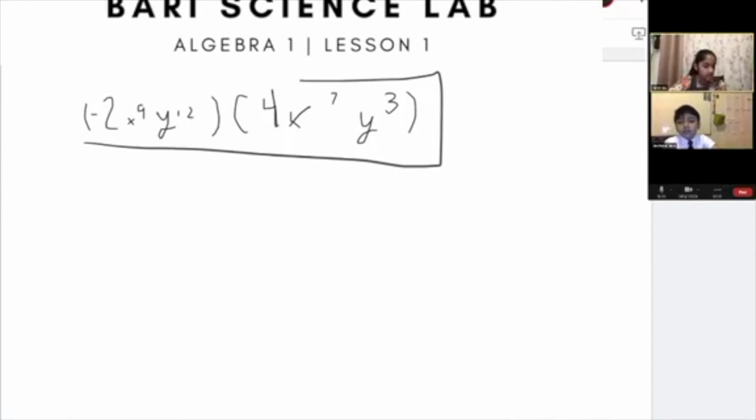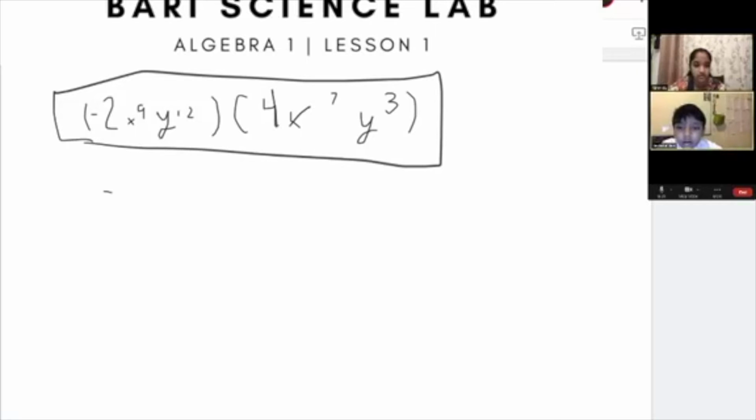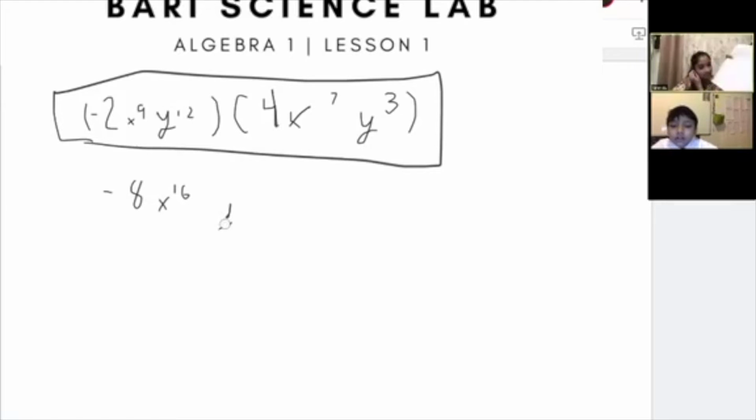Negative 8 x to the power of 16 y to the power of 16. Huh? So negative 8x to the power of 16, and y to the power of 15. How? Why? And when did you do that? She was doing it in her notebook over here. Oh, okay. So that was very easy for you apparently. Negative 8 times x raised to the 16, y raised to the 15.